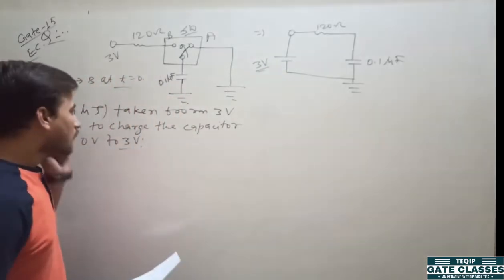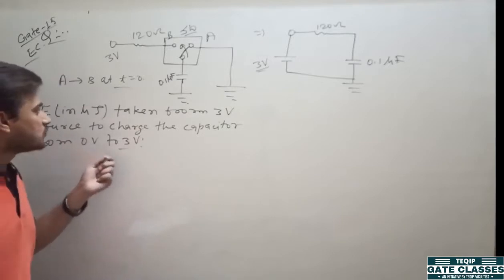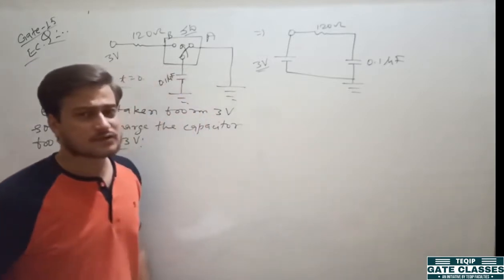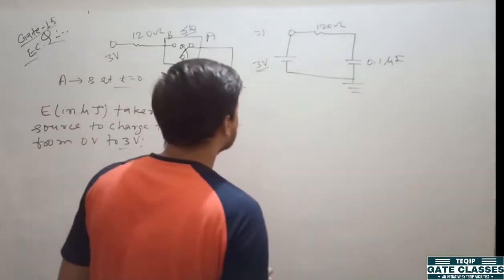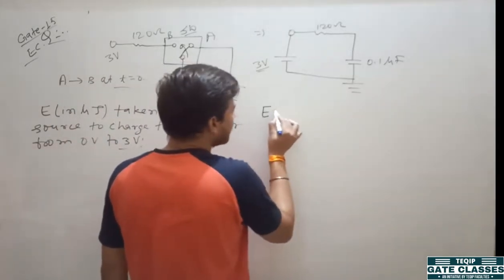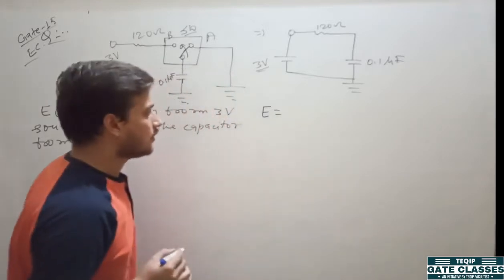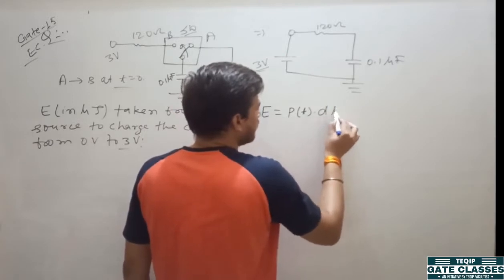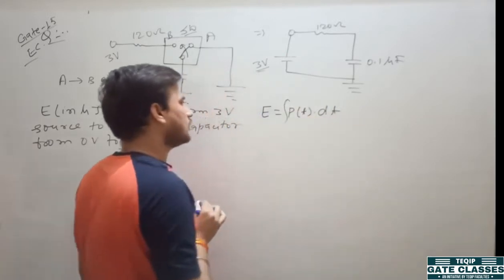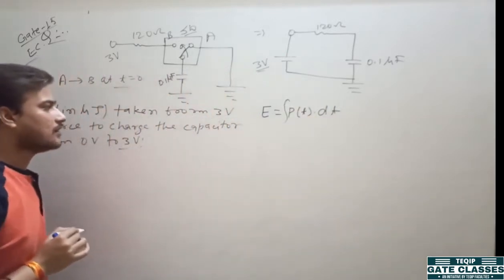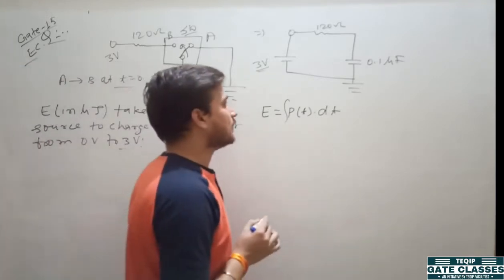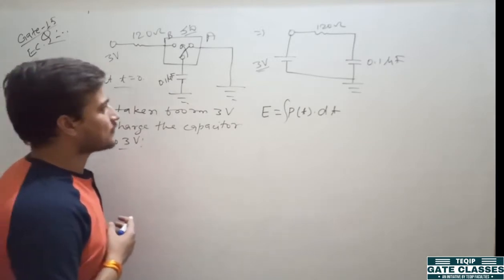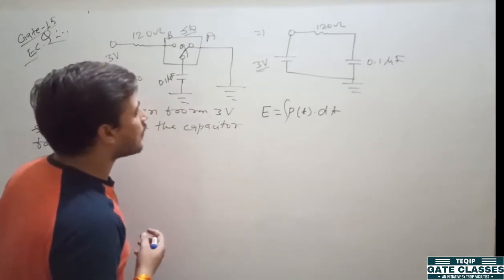Now you have to find the energy stored to charge the capacitor from 0 volt to 3 volt. What is the formula of energy stored? Energy is power into time, so you will have to write the expression for power and integrate it over time, power into dt. So this will be the formula for energy. Now we have to see how much energy is being stored by this capacitor. Clear?